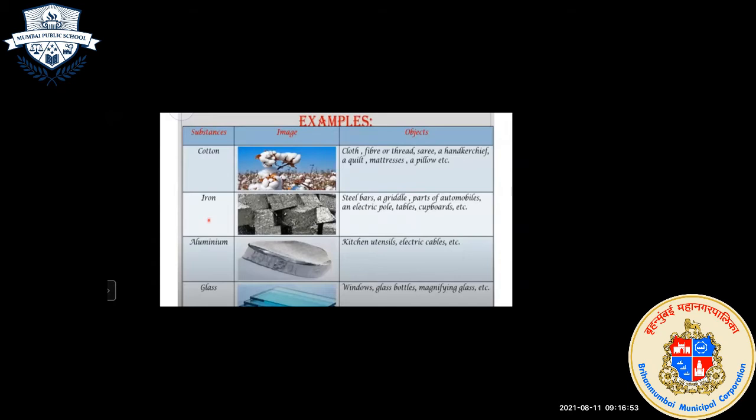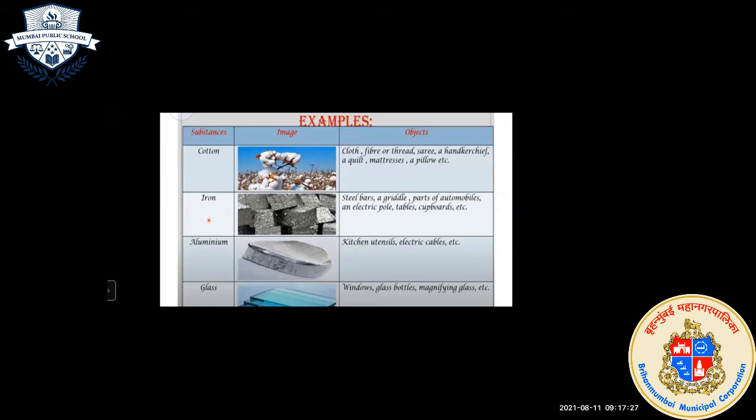But iron, now iron is very rough and tough, isn't it? It has a lot of strength. Iron is very strong. So iron is used in steel bars at construction sites, a griddle, that is tawa. Ritu had an iron tawa at her home. Then parts of automobile, that is car. Then electric poles, tables, cupboards, etc. because the property of iron is strength.